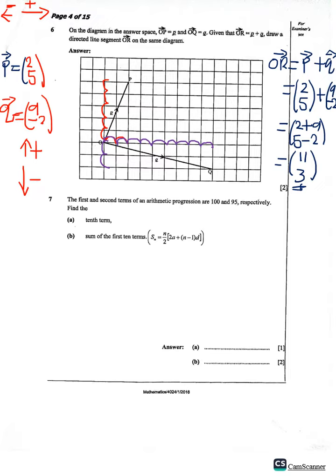So let's now draw vector R. Okay, so we are going to move 11. So 1, 2, 3, 4, 5, 6, 7, 8, 9, 10, 11. Then for y, 3 times. Since it's positive, we'll go up 1, 2, 3. So this is where our point R is located.